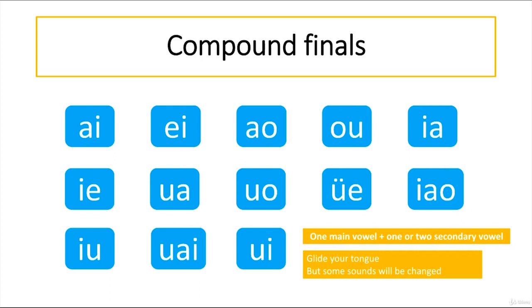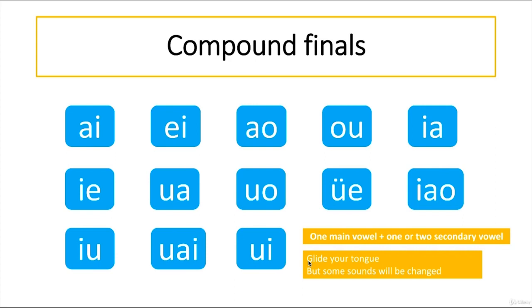But some sounds in the compound finals will be different from the simple finals. So try to remember them as new sounds. There are 13 of them. They are ai, ei, ao, ou, ia, ie, ua, uo, üe, iao, iou, uai, uei. Let's take a look at them one by one.